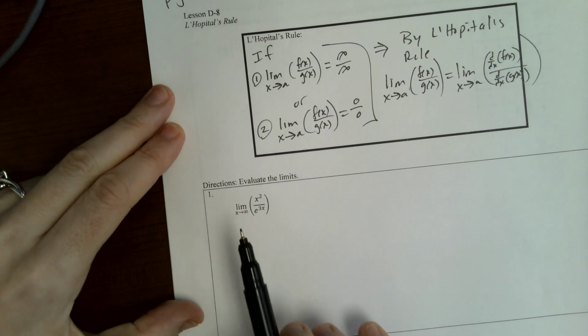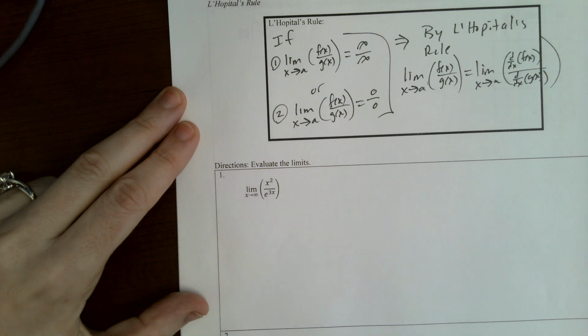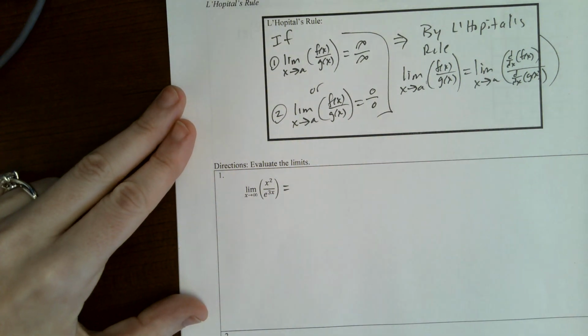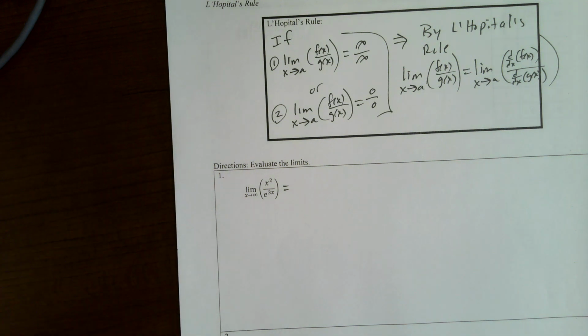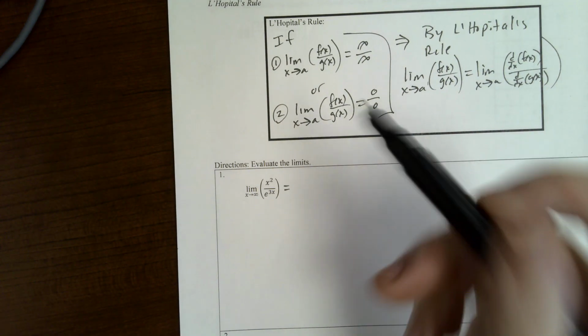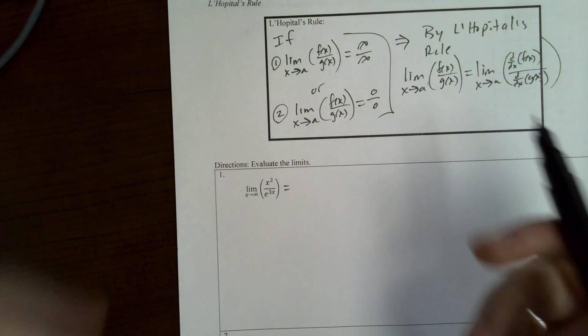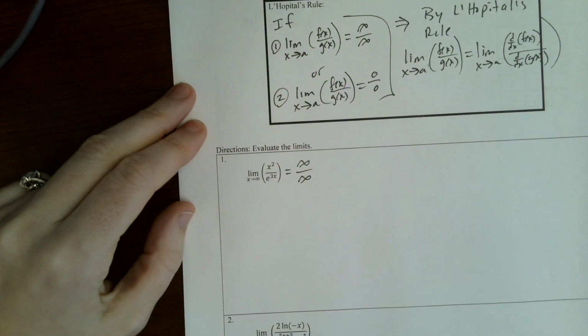Okay, so anyway, let's do it. Here's the limit as x approaches infinity of x squared over e to the 3x. So x is approaching infinity, which means x is getting bigger and bigger. As x gets bigger, the top just keeps on growing, and the bottom just keeps on growing. So in that case, we have infinity over infinity.